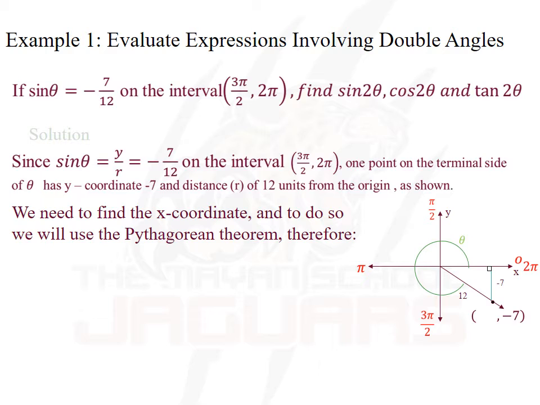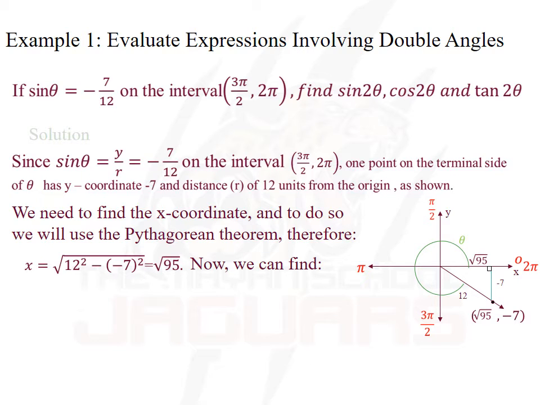So to find the value of x, we use the Pythagorean theorem directly, and x equals the square root of r squared minus y squared. So x equals the square root of 12 squared minus negative 7 to the second power. Simplifying the expression inside the radical, it becomes 95, and x equals the square root of 95. The square root of 95 cannot be simplified, so we leave it like that. Then we complete the ordered pair: the x coordinate is the square root of 95, and the adjacent side of theta is the square root of 95.